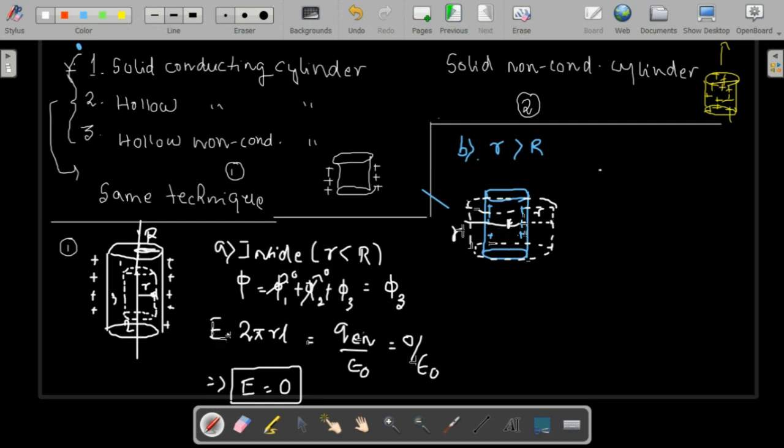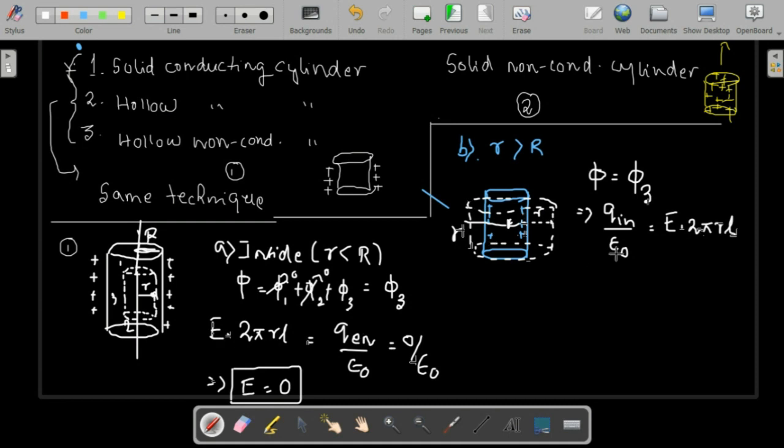Now if I want to find out what is the flux, this would be again phi 3; phi 1 and phi 2 will more or less become 0. So phi by Gauss's law is nothing but the charge enclosed, or inside, divided by epsilon naught, equal to E into 2 pi r L. Please remember, whenever we are talking about E dot dA, that area is nothing but the area of the Gaussian surface. So Gaussian surface radius is r, so that's why it is small r.